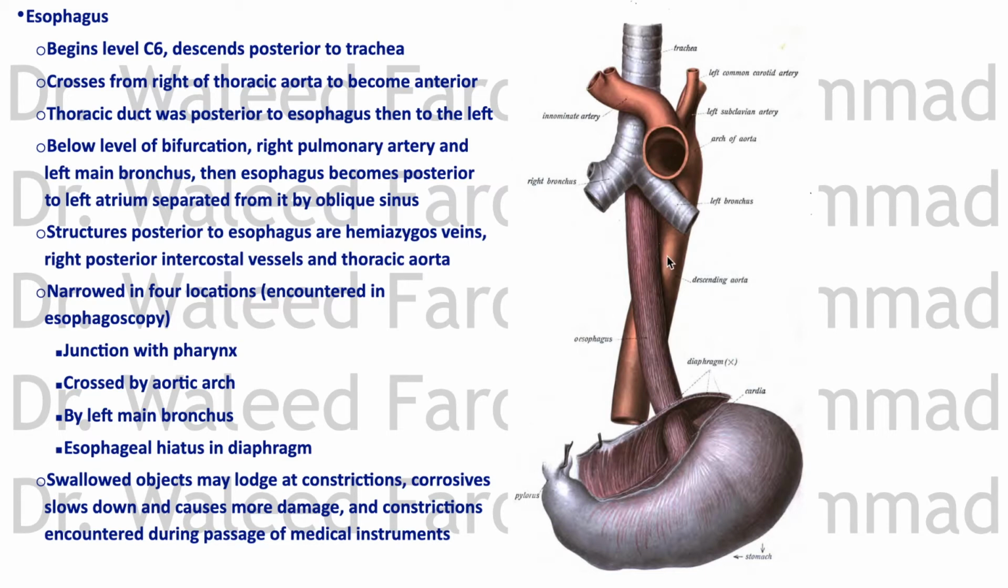Now, posterior to the esophagus is the aorta, as you can see here. It's the right posterior intercostal vessels coming out of the thoracic aorta, and the hemiazygos veins behind the esophagus.